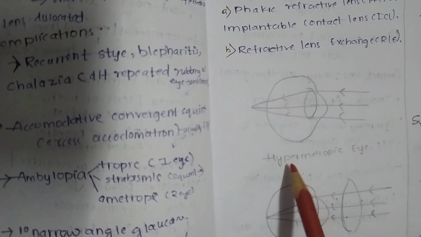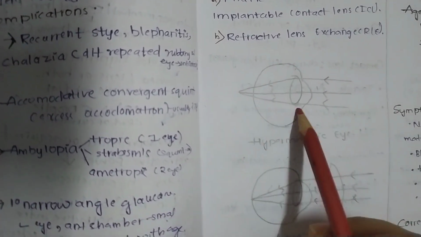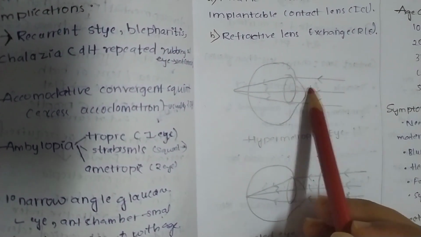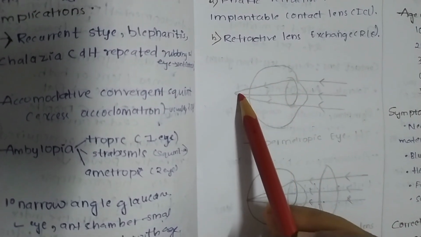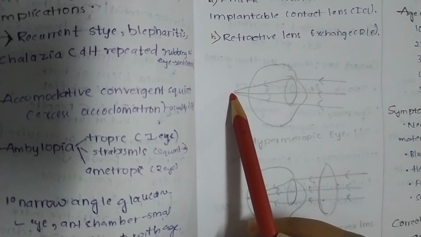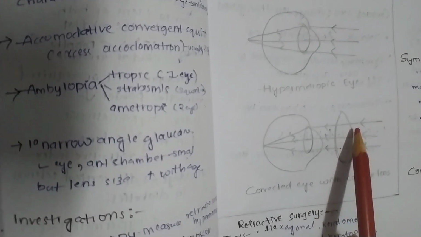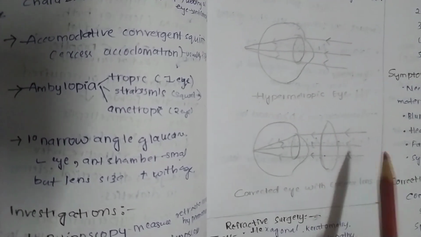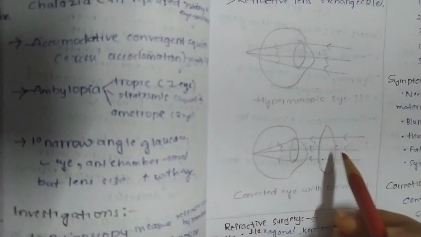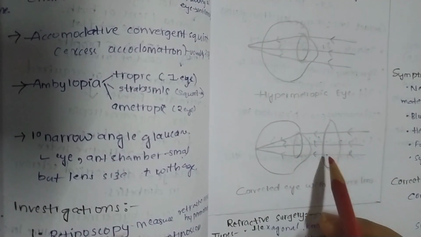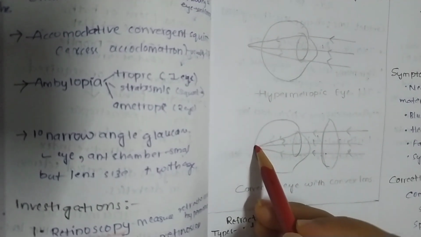So this is the case. Normally in hypermetropic patients, the parallel rays coming from infinity are focused at a point behind the retina, which can be corrected by a convex lens, which is a converging lens. So these rays coming from infinity are converged on the retina, and they can see a clear image.